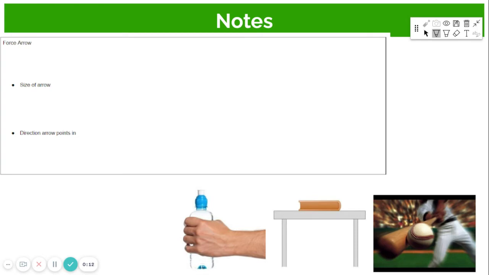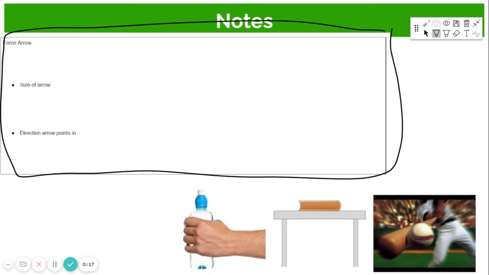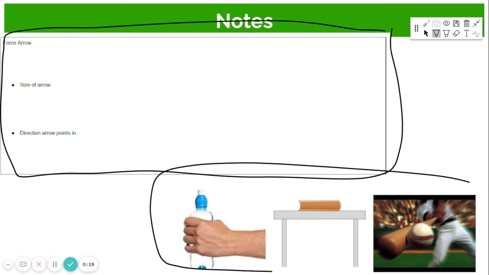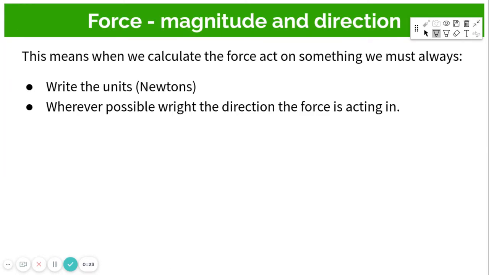So in your notes that you've got printed out, I want you to write your notes in this block here. And I would like you to use these pictures on the back, okay? You'll see when to use those pictures shortly.